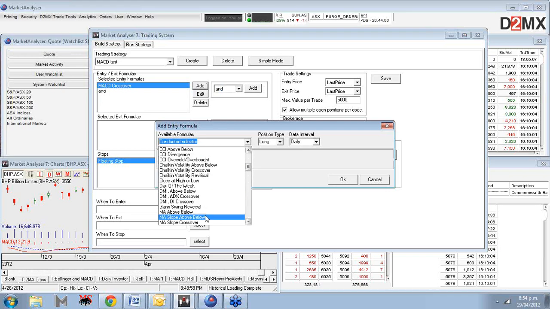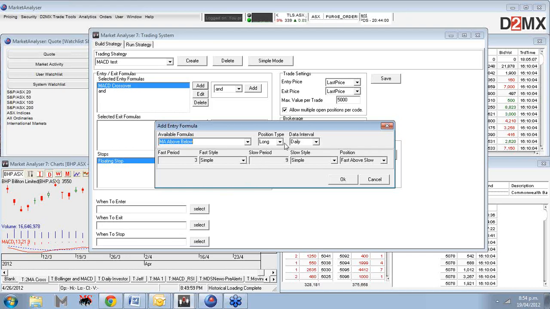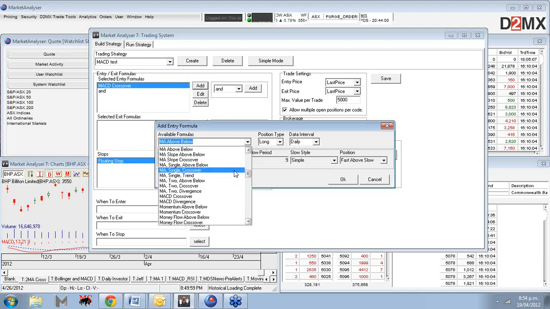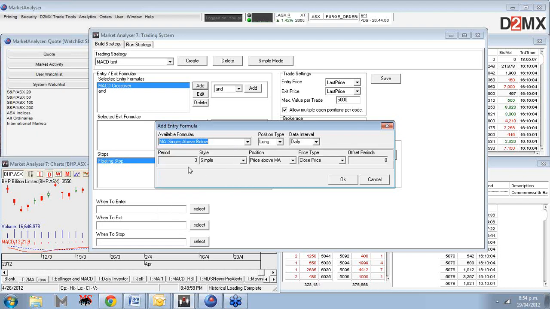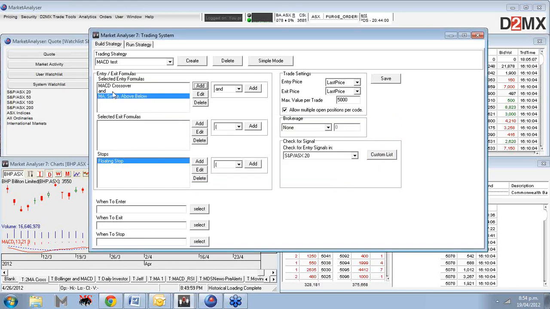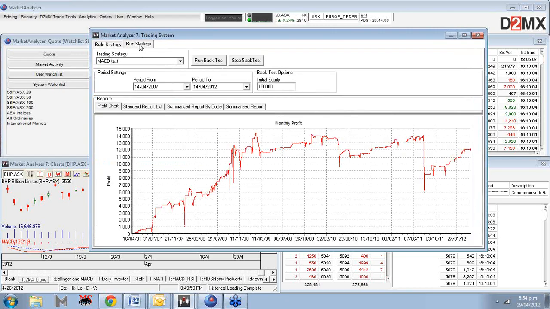It's above or below. We just want a single moving average, so I'll grab MA single, above, below, and the period is a 30-day moving average. So if the price is below the 30-day moving average based on the closing price, then we'll add that in. So now it's the MACD crossover and the price must be below the moving average. Click Save, tell it OK, and run that strategy.